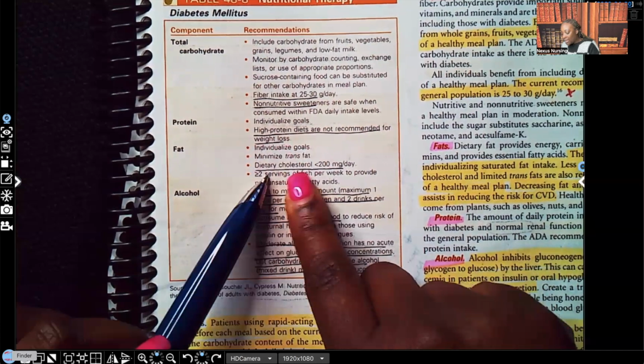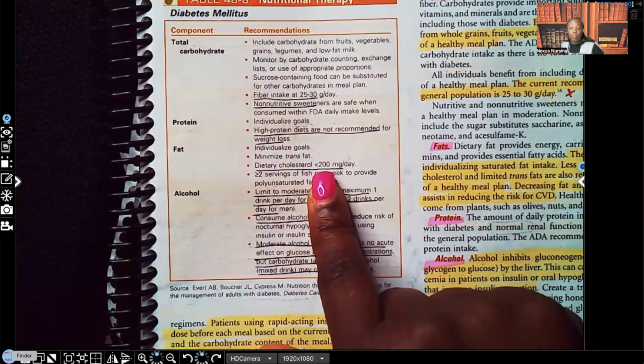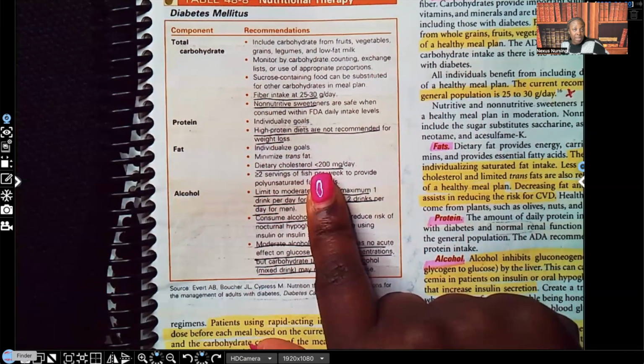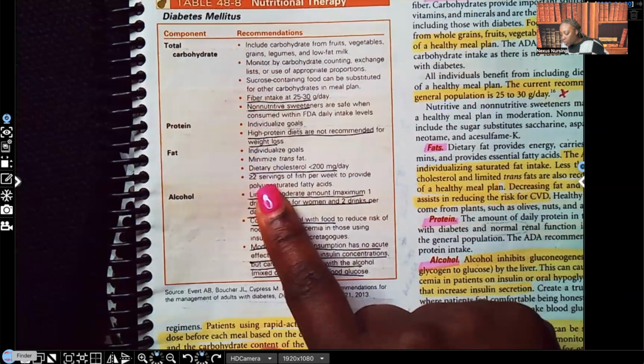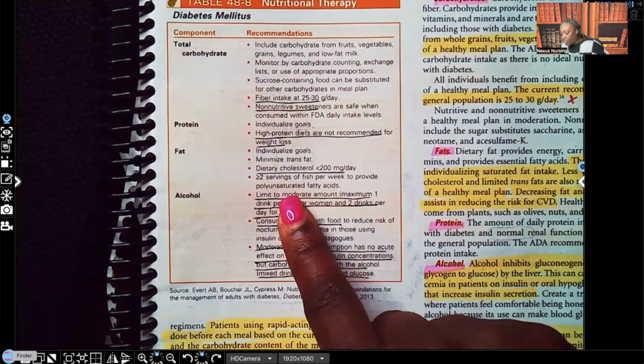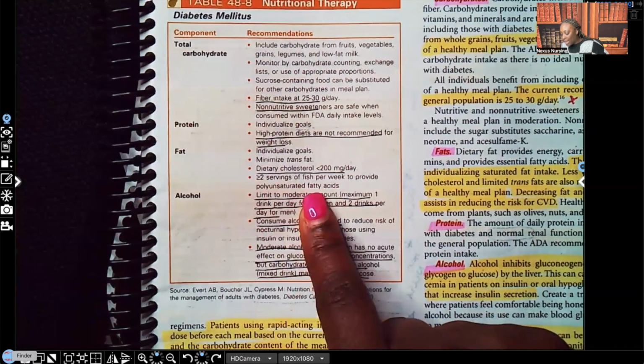Fat, dietary cholesterol, less than 200 milligrams per day. This has been seen not only on NCLEX for RN, but NCLEX to be a nurse practitioner as well. Make sure you know that. Less than 200 milligrams per day, and more than or equal to 2 servings of fish per week will provide the polyunsaturated fatty acids.